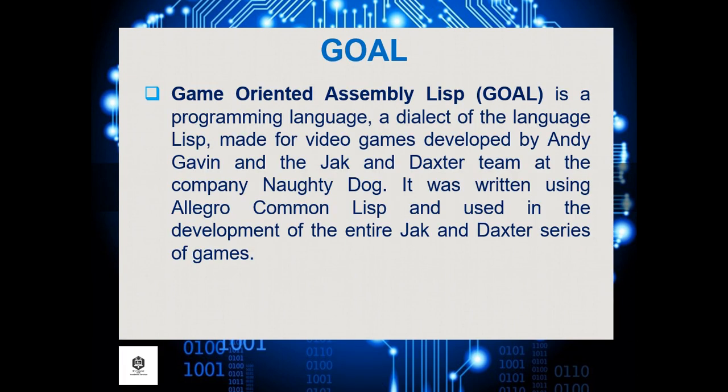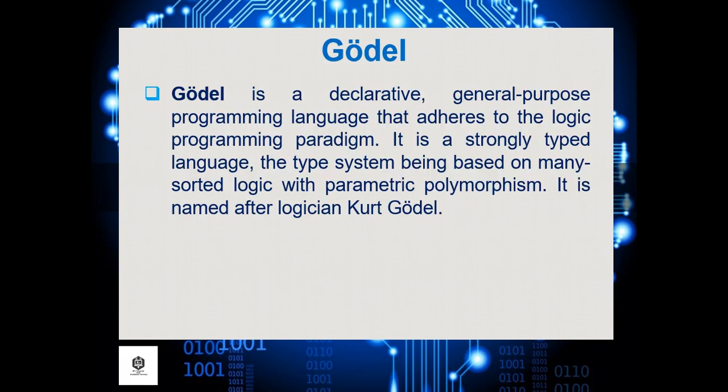Goal. Game-oriented assembly Lisp or GOAL is a programming language, a dialect of the language Lisp, made for video games developed by Andy Gavin and the Jak and Daxter team at the company Naughty Dog. It was written using Allegro Common Lisp and used in the development of the entire Jak and Daxter series of games.